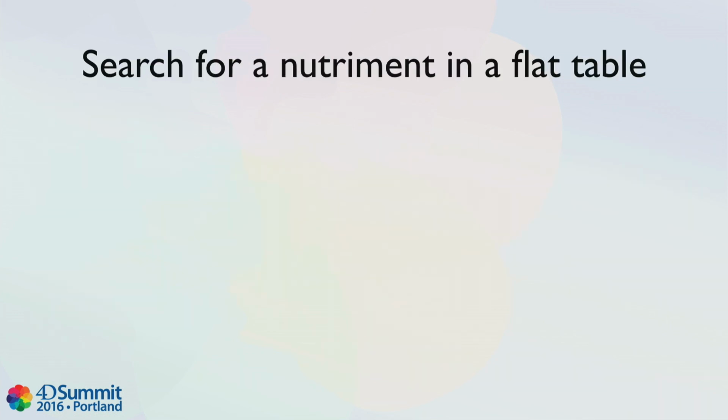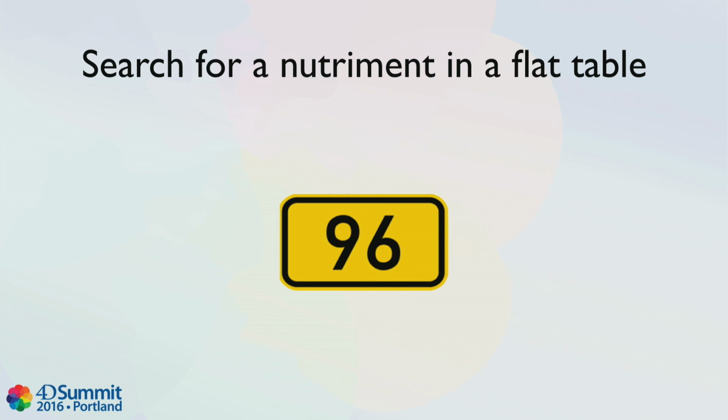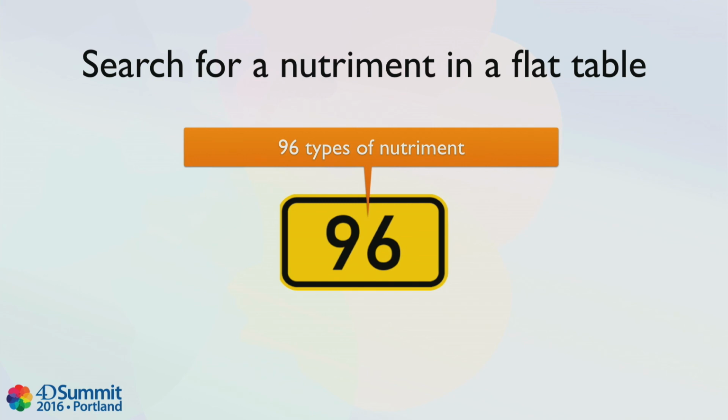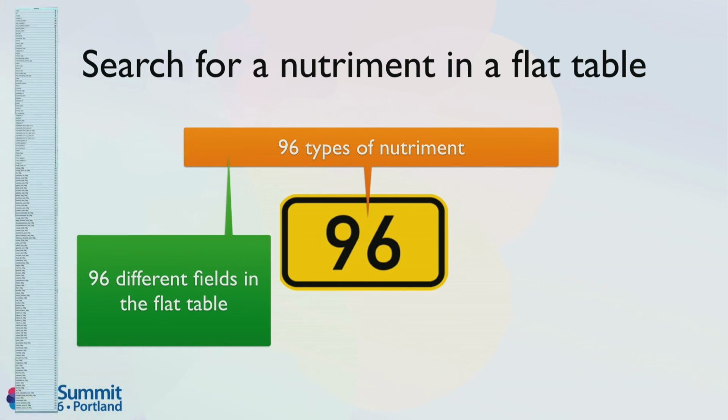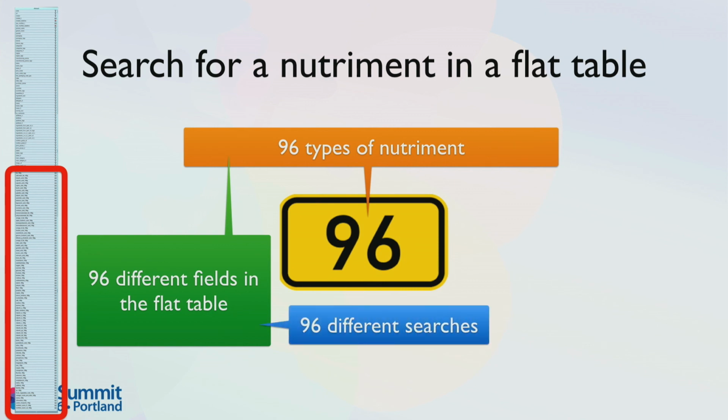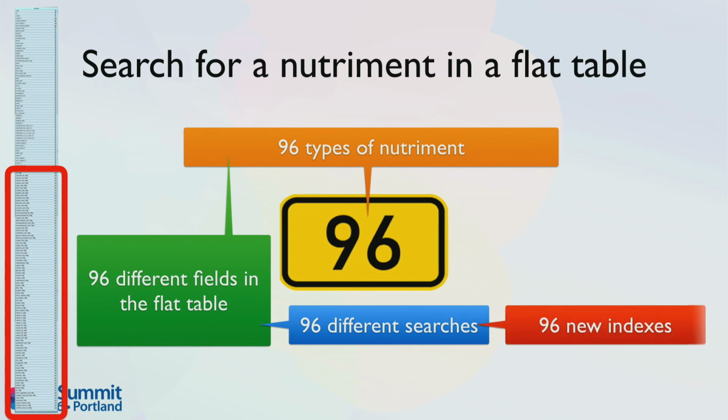And for the flat table, we have 96 different types of nutriments. So 96 different fields in the flat table. Yes, you have the flat table, that's all this part. So 96 different searches on 96 new indexes. And it costs 102.7 megabytes.